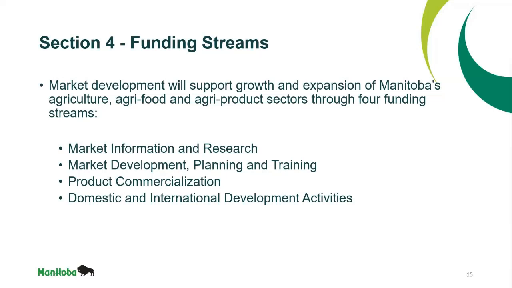Okay, let's look at each of the funding streams here. Market development will support growth and expansion of Manitoba's agriculture, agri-food, and agri-product sectors through 4 funding streams: market information and research, market development planning and training, product commercialization, and domestic and international development activities.